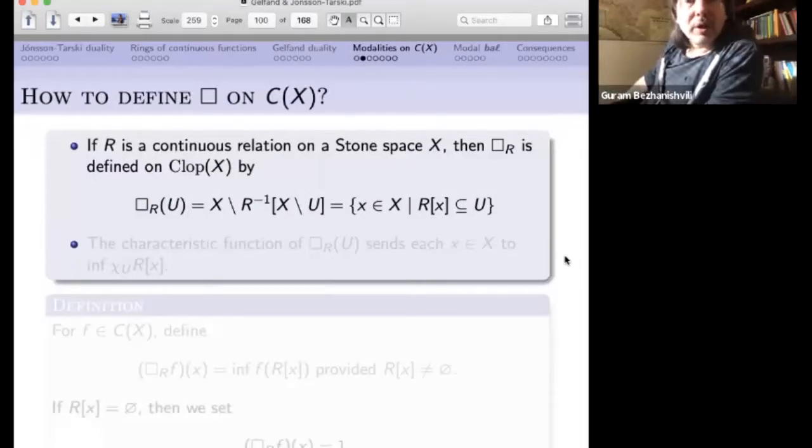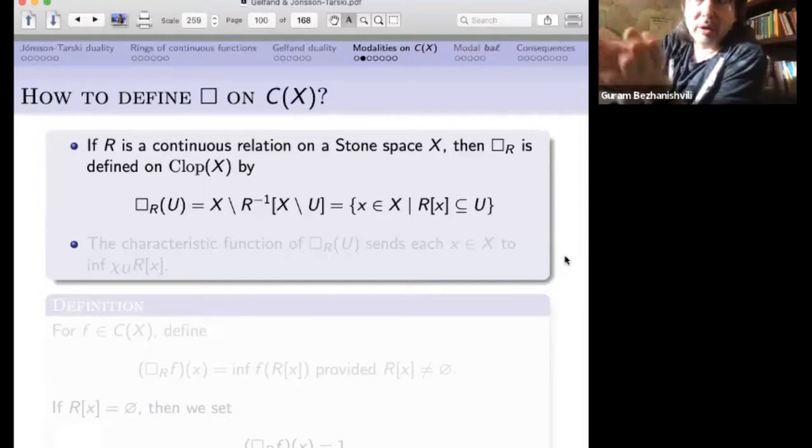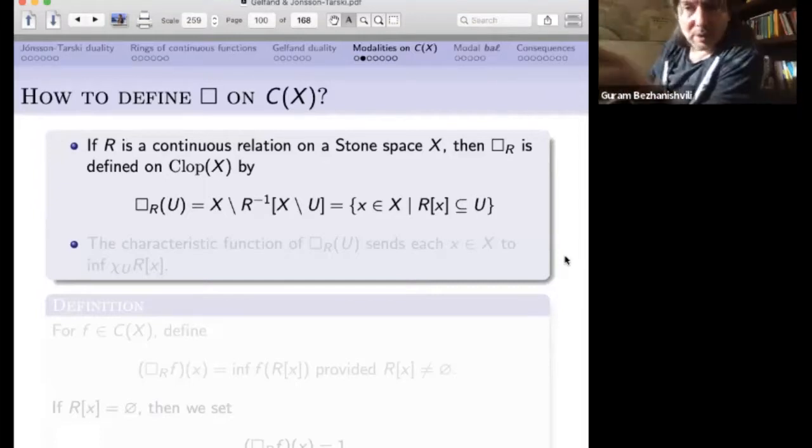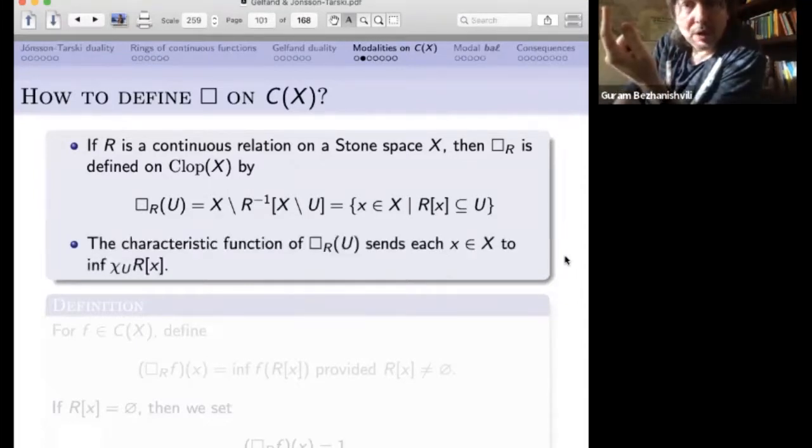So now the question is, how do we define box on the Boolean algebra of clopen sets of a Stone space? This is the standard definition, right? You look at all the points whose R image is entirely in the set. I'll say that x belongs to box R of U if and only if the entire R image of x is inside U, right? Now, of course, what I want to do is define box on continuous functions.